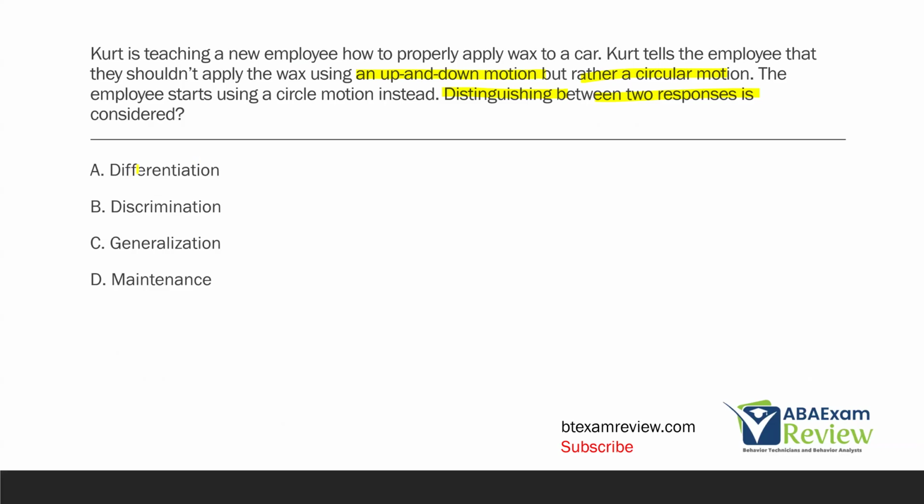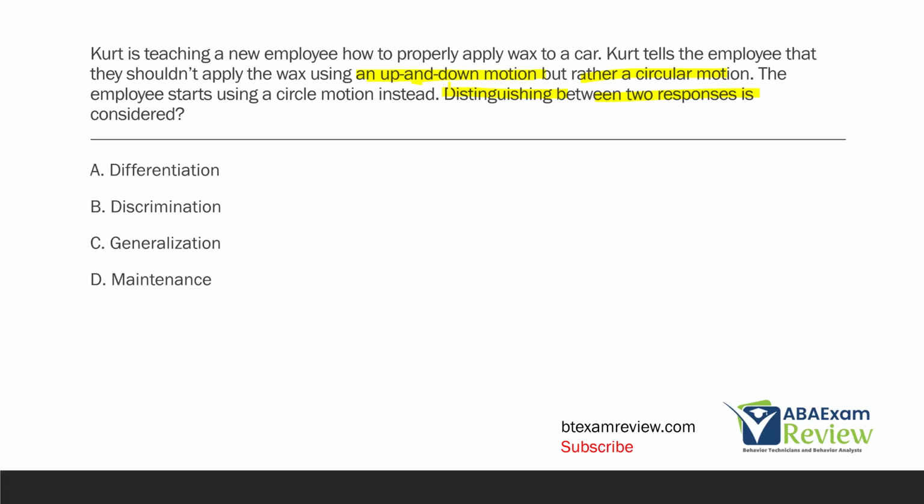What's the difference between differentiation and discrimination? Well, discrimination has to do with stimulus discrimination. So the full term is response differentiation. The full term is stimulus discrimination. That's how you can remember this. With discrimination, we're worried about the stimuli, not the responses. Here, we're worried about the responses, which makes it differentiation.